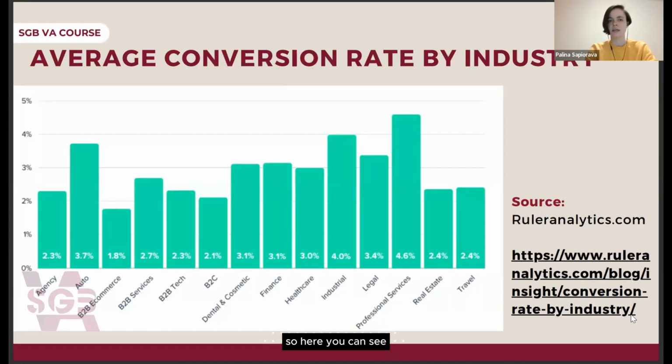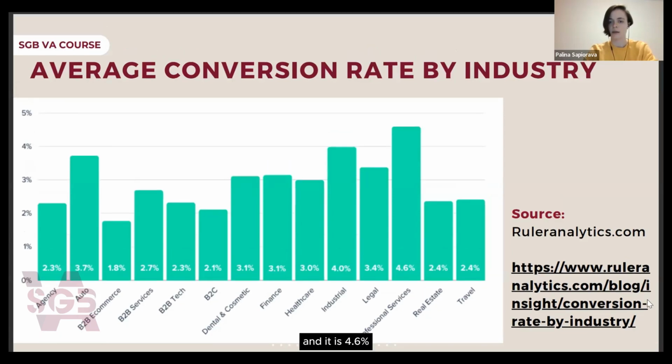So here you can see an average conversion rate by industry. You see that the lowest rate, 1.8%, is in B2B e-commerce, while the highest conversion rate is in professional services, and it is 4.6%. But on average, the conversion rate is about 3%. It's not a lot, but unfortunately, cold lead generation takes a lot of time, takes a lot of effort, and it takes a lot of people that you need to contact to get some clients.